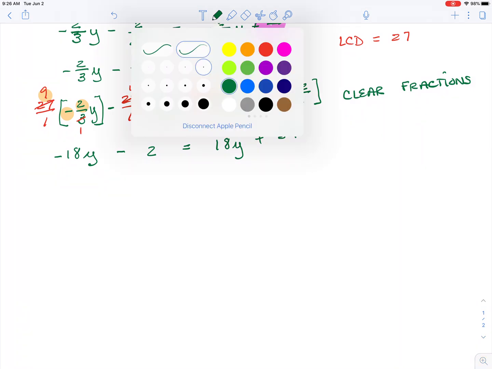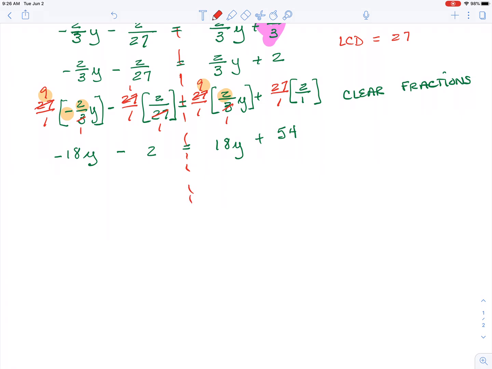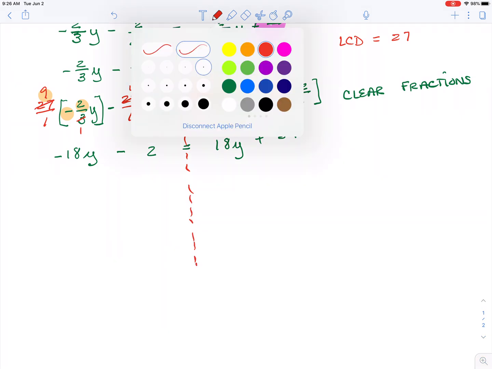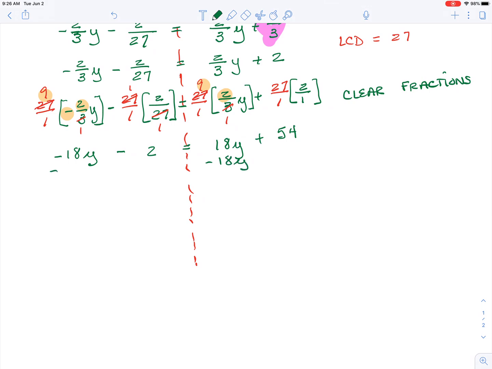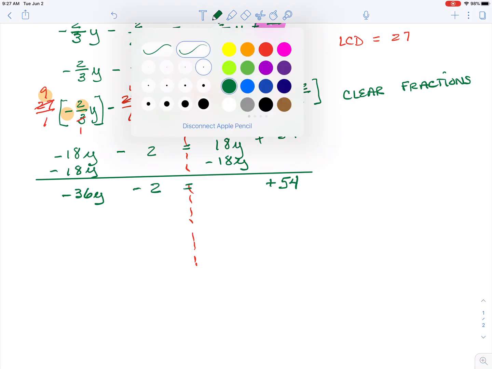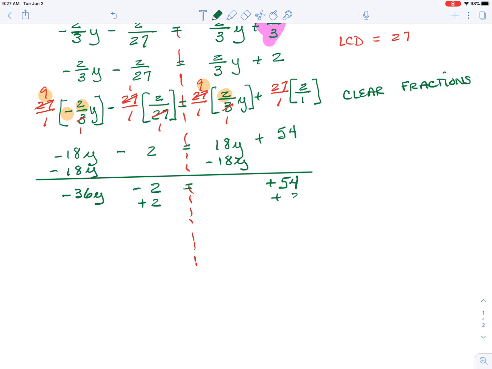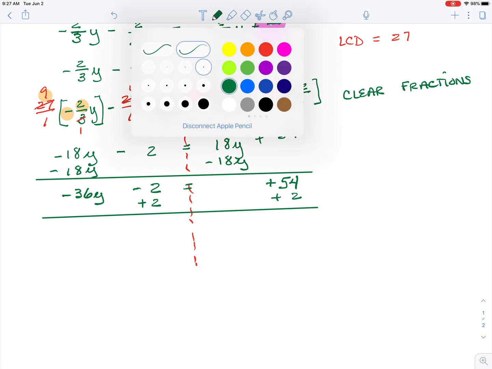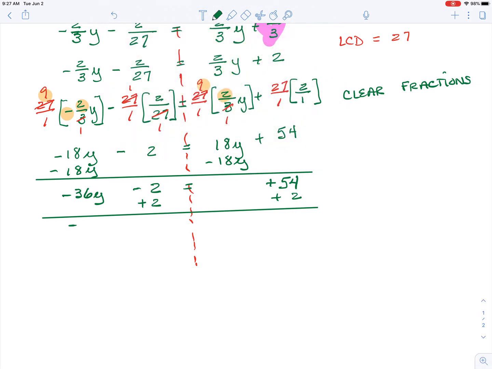All right, so I need to extend my little red dotted line here. This problem's turning out to be kind of long. My next step is to subtract this 18y from both sides. And I can see that I get a negative 36y. Copy down the minus 2. Here's the equals mark. Those two added up to 0. Copy down the positive 54. All right, so on the next line, I'm going to add 2 to both sides. And that leaves me negative 36y plus 0 equals positive 56.